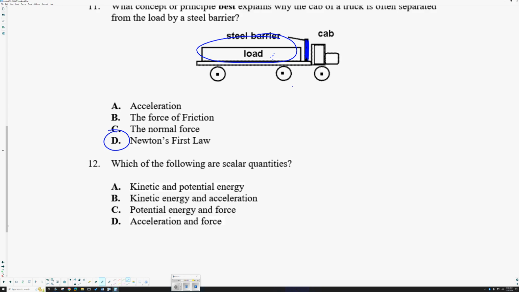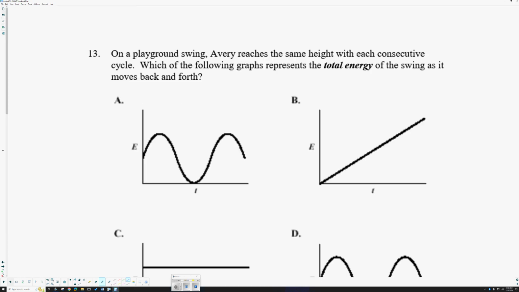Question 12, which of the following are scalar quantities? That would be kinetic and potential energy. Acceleration is a vector, force is a vector. So kinetic and potential energy, all types of energy, are scalar quantities.